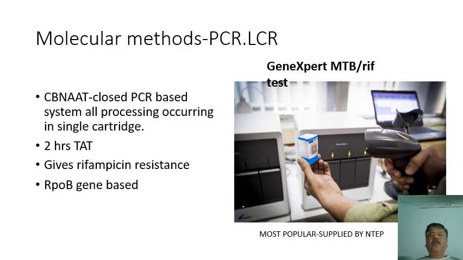Then we come to the molecular methods, PCR and LCR. These are the molecular methods. Among the PCR-based methods, GeneXpert MTB/RIF has become the most popular. It is being supplied by the state government and we are having this test. It is a closed system, closed in two senses: we have to purchase the consumables from the same company, in which the cartridge is available. All the reactions will occur in that cartridge.